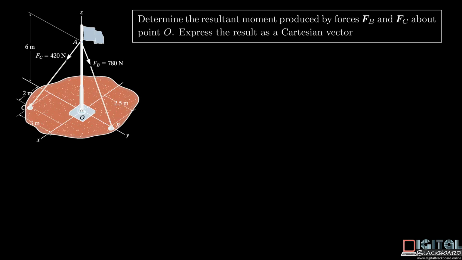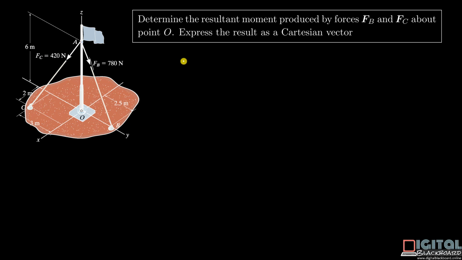Alright, now we shall learn how to determine the moment of a force about a certain point in a three-dimensional setting. In this question, we are supposed to determine the resultant moment produced by forces Fb and Fc about point O. So Fb is this force here, and Fc is referring to this force here pointing from A to C. And point O is here at the bottom of the post. Alright, express the result as a Cartesian vector. So this is a three-dimensional question.